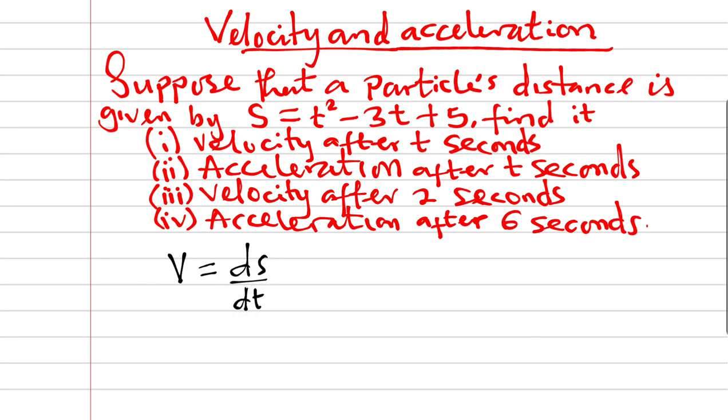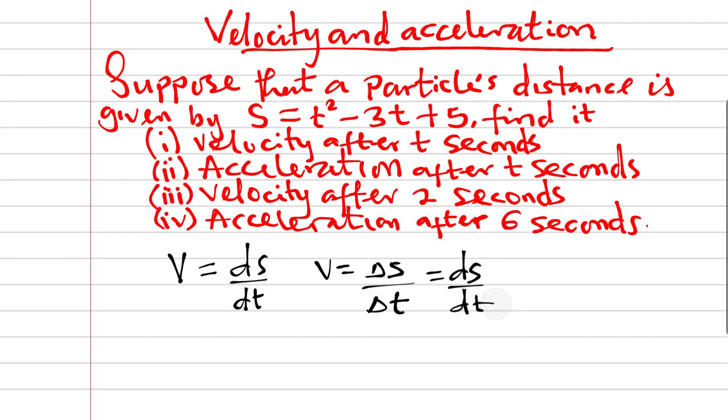And how do I get that? From normal, velocity is equal to what? Change in displacement over change in time. Velocity is change in displacement S over change in time. And don't forget, I told you that change is the same thing as ds dt.